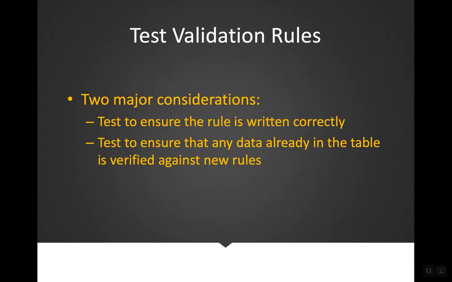Test your validation rules, making sure the rule is written correctly and that any data already written is verified against the rules. That's actually one of the ways you get bad data in: you set a rule, then for some reason somebody turns the rule off, and you load a bunch of bad data into the table, and then you turn the rule back on. It won't necessarily go back and verify all of the data that's already in the database. If you go to update that field with that bad data, it'll fail, so you'll find it eventually.